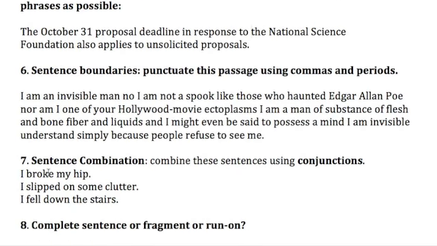Okay, number 6, sentence boundaries. Punctuate this passage using commas and periods. Great, so what we want to do is just add periods and commas. We don't want to remove any words or add any words.